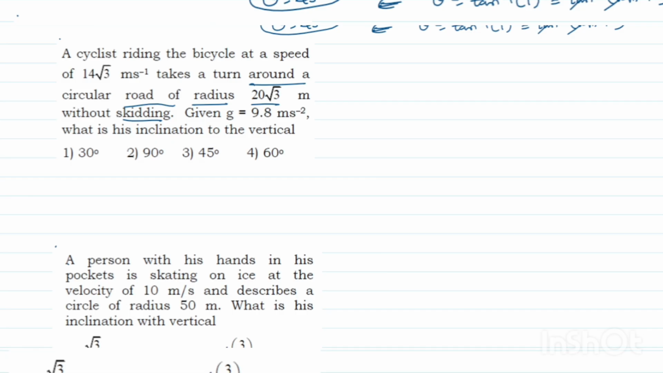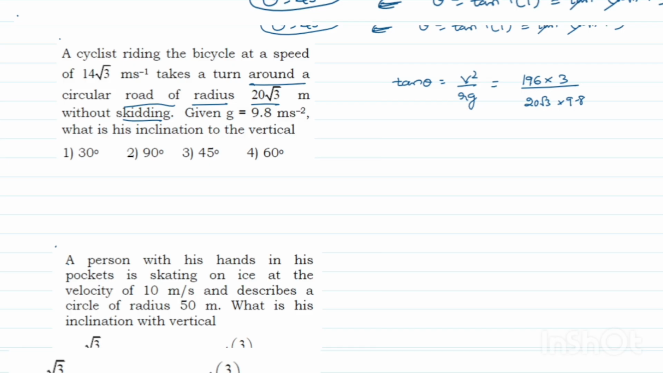The same cyclist related question, students. Here you can take the theta with the vertical, in the sense tan theta will be equal to V square by RG. So here the V value is given as 14 root 3. When you are squaring both sides, here it is 196 into root 3 whole square, this is 3, by the radius value, which is given as 20 root 3, and here the G value you can take as 9.8.